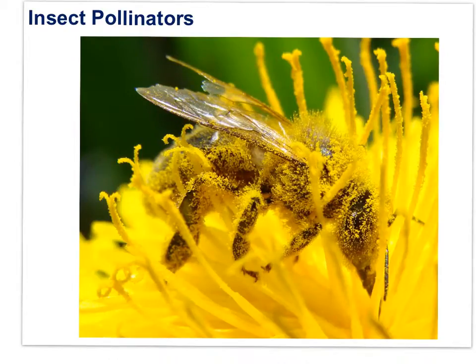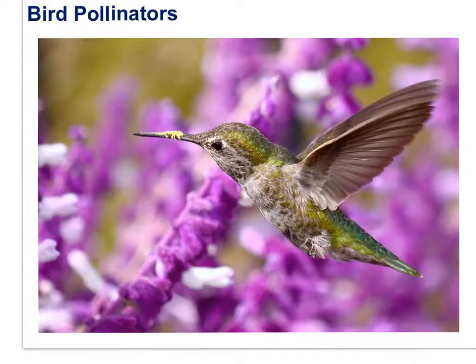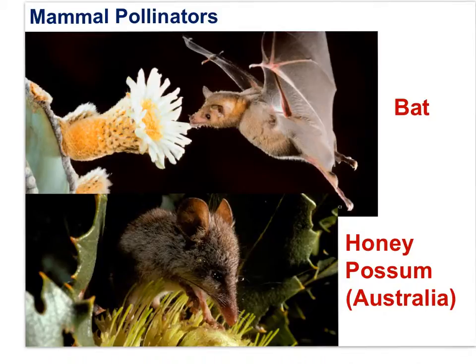Here is an insect serving as a pollinator, carrying pollen from one plant to another amidst its body hairs. Here is a bird serving as a pollinator. Here are photographs of small mammals serving as pollinators. Animal pollinators are rewarded for their efforts with food, nectar, or edible pollen.